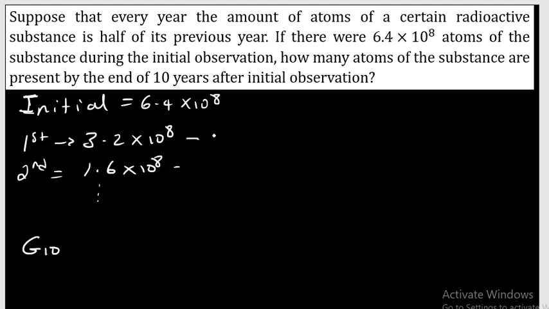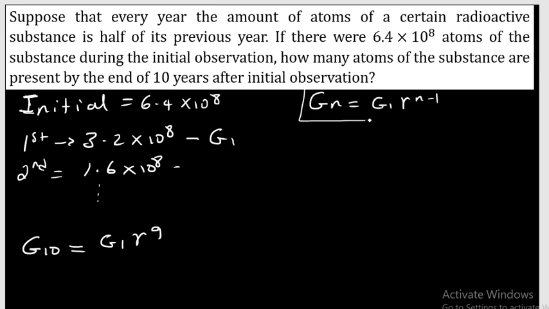This one we can take as G1. G1 means at the end of the first year. So we are asked G10. G10, the formula, it is G1 times R the power of 9. We can write it, because don't forget the formula, Gn is equal to G1 times R the power of n minus 1. This is the formula. From this we can recall G10 is equal to G1 times R raised to 9.